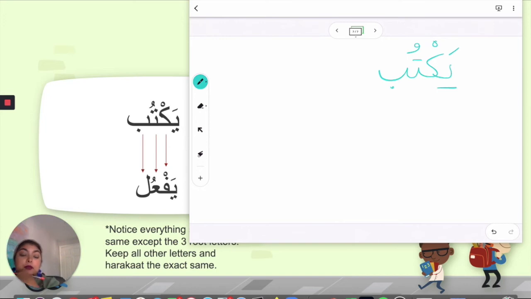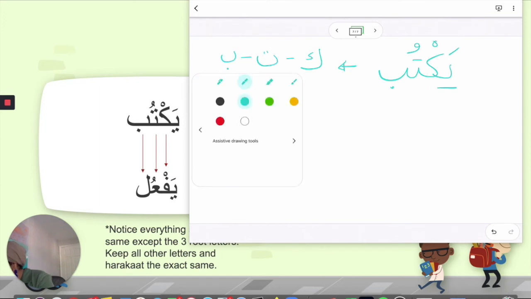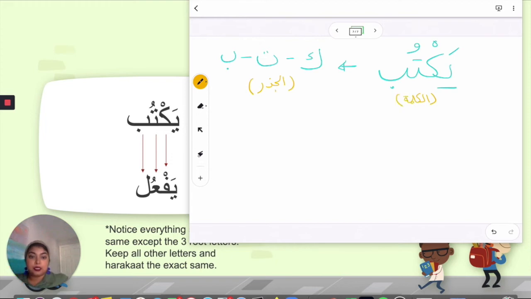You look at the word and we say, okay, we already figured out the root for this word. So the root for this word was what? It was 3 letters, kaf, ta, and ba. That is what we call the root. So this is al-jadar. This right here is the word, the original word that we're talking about, al-kalima. So that we've now figured out the pattern, we've now figured out the root, al-jadar.